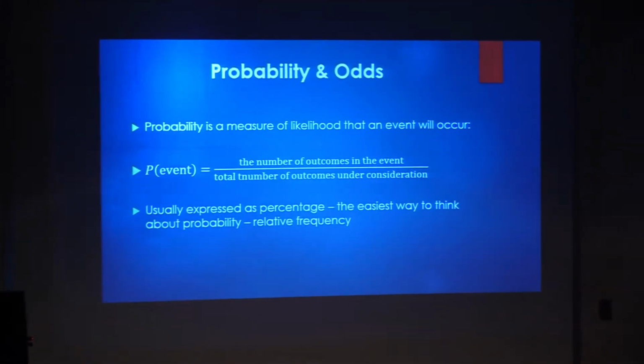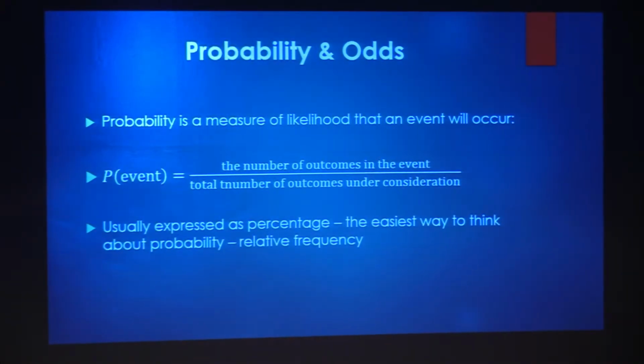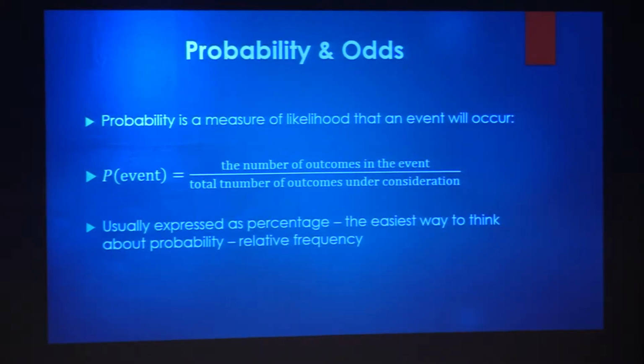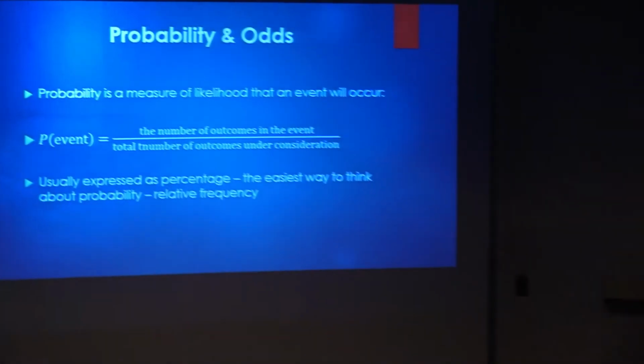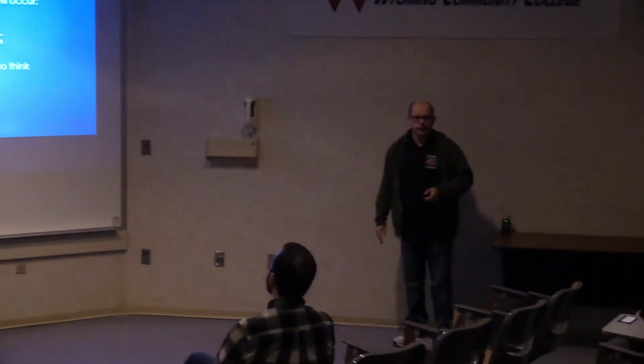If we can count the number of outcomes in an event, then the probability is just the ratio of the number of outcomes in the event divided by the total number of outcomes under consideration. That's usually your sample that you're looking at. It's usually expressed as a percentage. You divide, you get a decimal, and multiply by 100 to get a percentage. So sometimes we like to think about this as a relative frequency, or probability.